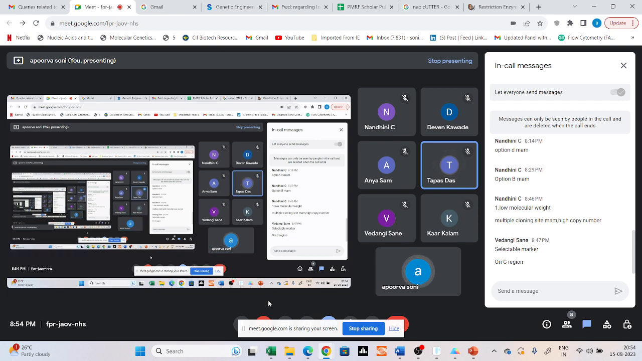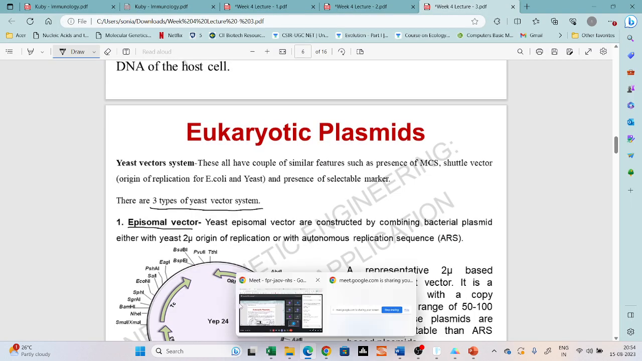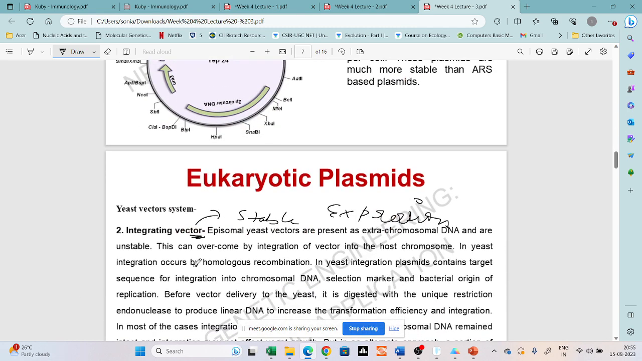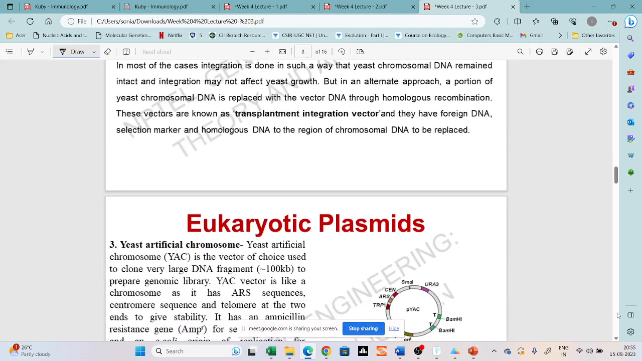Transient. Yes, episomal will produce transient expression because an episomal vector is not able to integrate with the host genome. If this is your host cell and this is the host DNA, the episomal vector will be present like this as an episome. Whereas an integration vector will integrate with the host genome, so it will produce stable expression. So integration vectors will give stable expression.